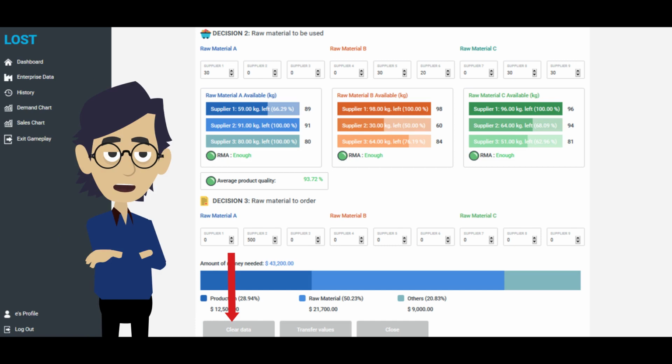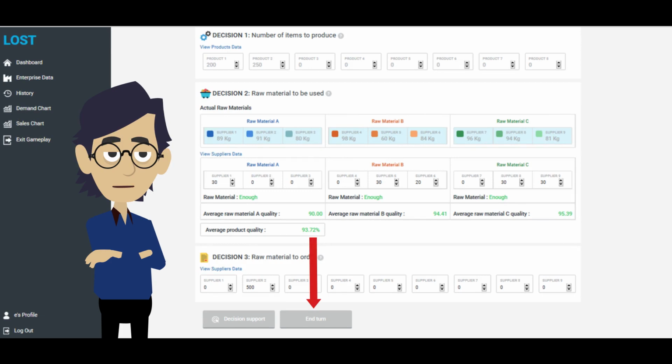If you are not convinced of your decisions, you can clear the data. If you are convinced of them, then you can transfer the data to the decision window. Or, you can close this window. If we transfer the data to the decision window, we will return to the previous screen. And now we click on End Turn.